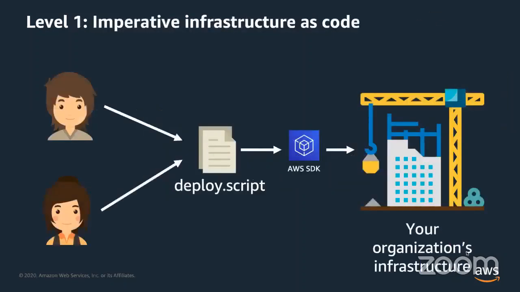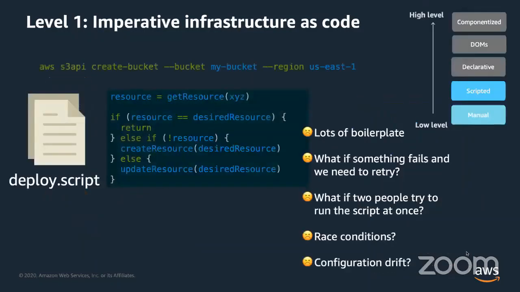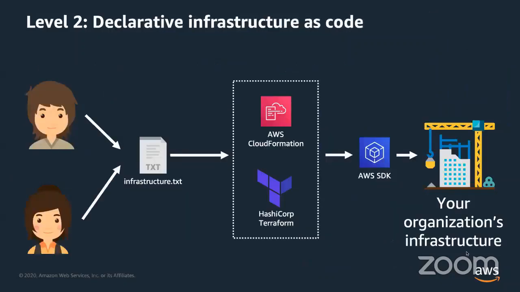So as engineers would do, we write scripts that will ultimately call the AWS SDK, and then it will host your applications. Good to start with, but there's a lot of boilerplate we have to write. There are a lot of questions like, what if something fails, how do I retry, how do I roll back, what about configuration drift? A lot of questions really go unanswered when you just write a script and deploy. So the technology evolved.